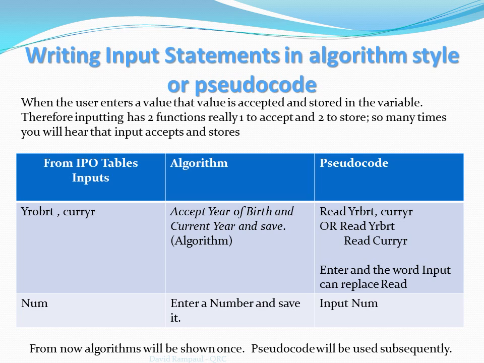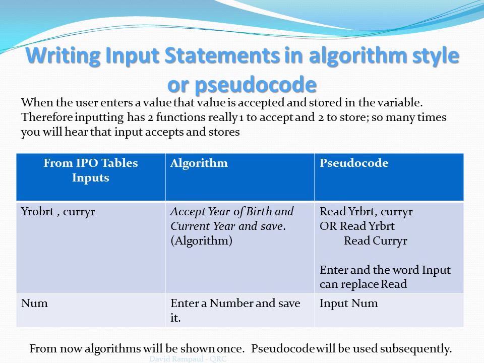Let us look at one of the examples that we did in the IPO table, and I'm only pulling out this side here, which is the input from that IPO table. So this is the inputs column, and in the inputs column I had written YROBRT, which stood for year of birth, and this one was current year. So those were the two inputs. Well, we want to learn how to write the algorithm, and then of course I'm showing on this side here how to write the pseudocode.